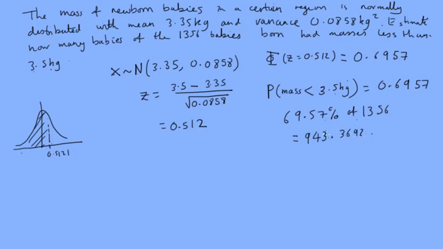943.3692. But you can't have a fraction of a baby, so it's not an accurate number, there are about 943 babies less than 3.5 kilograms. So let's do another one.